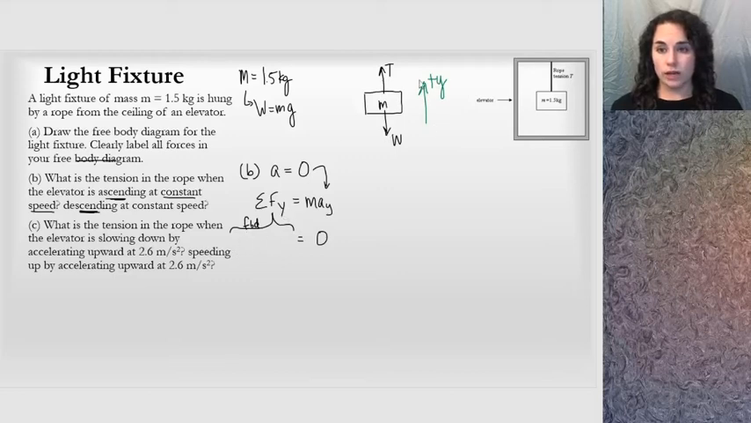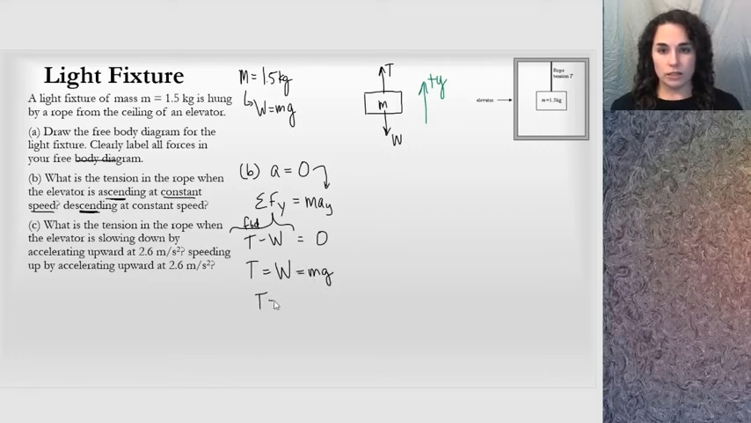So when I look at it, I have tension pointing up, that gets a positive value, and then W is pointing down, that gets a negative value. So I have T minus W. And we're going to see in this situation, when we use algebra, the tension equals the weight. And we want to find the tension in the rope, so we know the weight is mg.